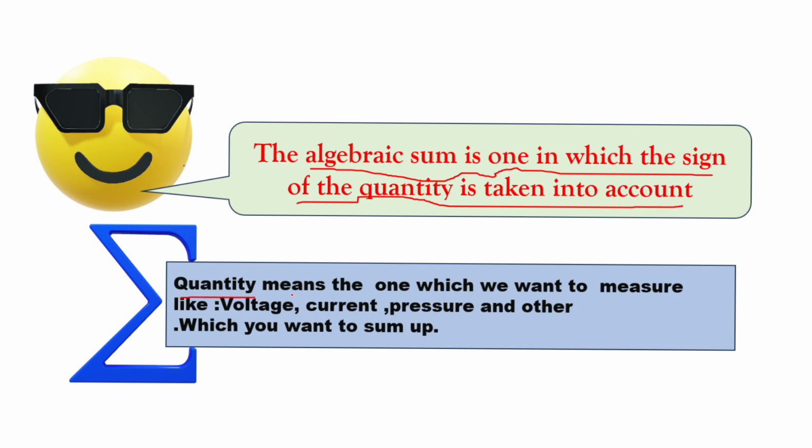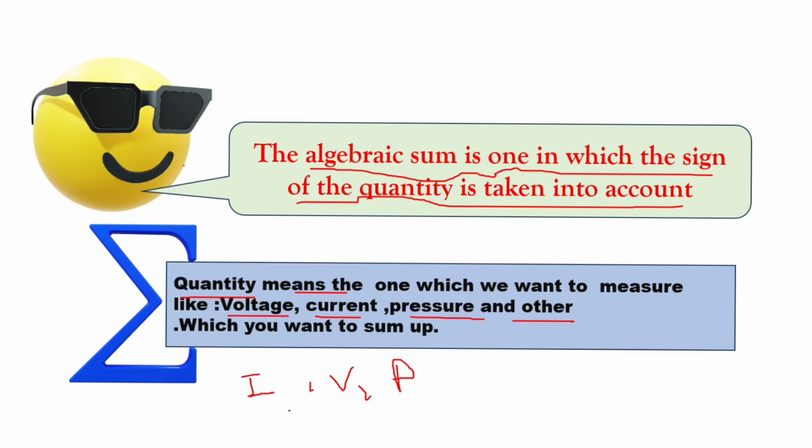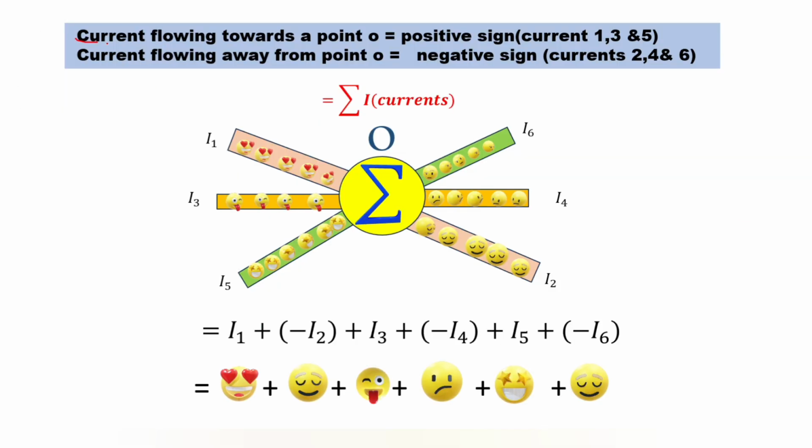The algebraic sum is one in which the sign of the quantity is taken into account. But what is quantity? Quantity means the amount of something which we want to measure, like current, voltage, pressure, and others. See the illustration of algebraic sum of currents.